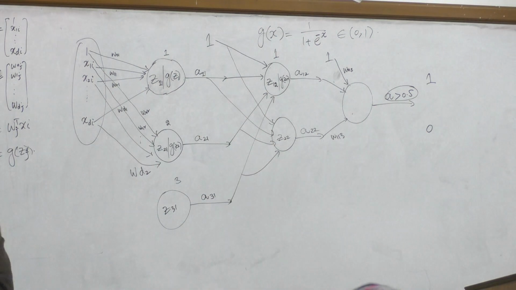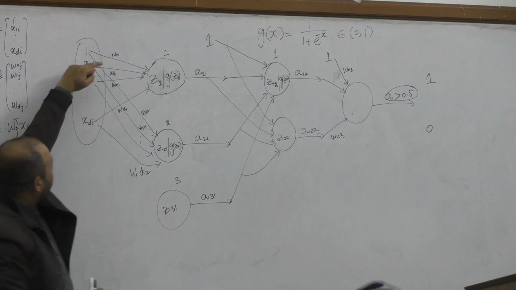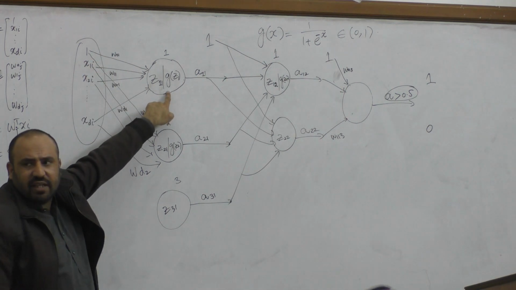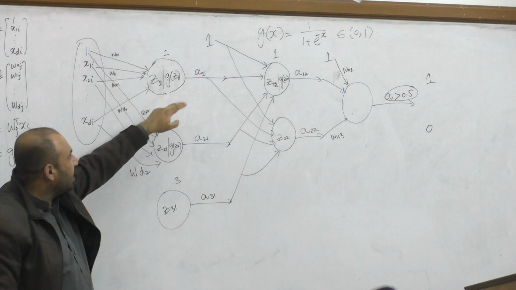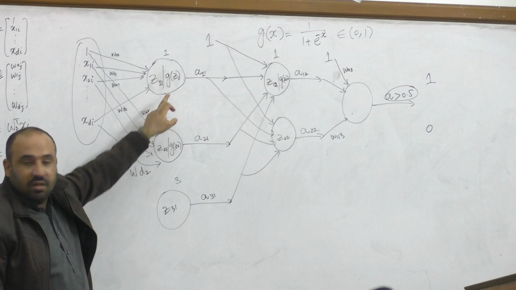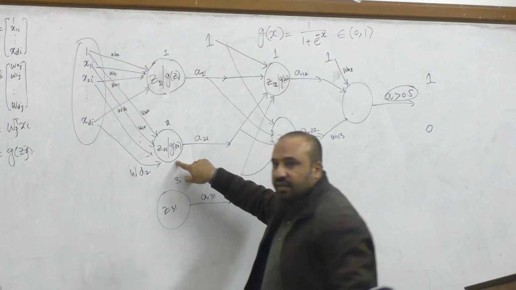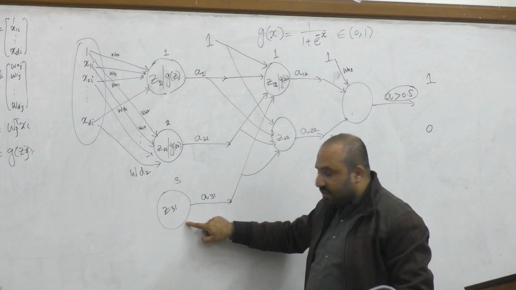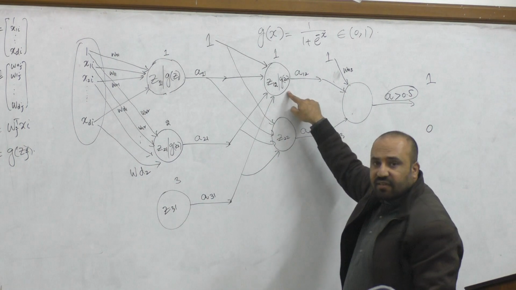First, you have these W's, that is, the weights for the first neuron. Do you know how many weights there are for the first neuron? How many weights are there for the first neuron? D plus 1, starting from W0. Yes, sir. How many weights are there for this neuron? D plus 1. How many weights are there for this?